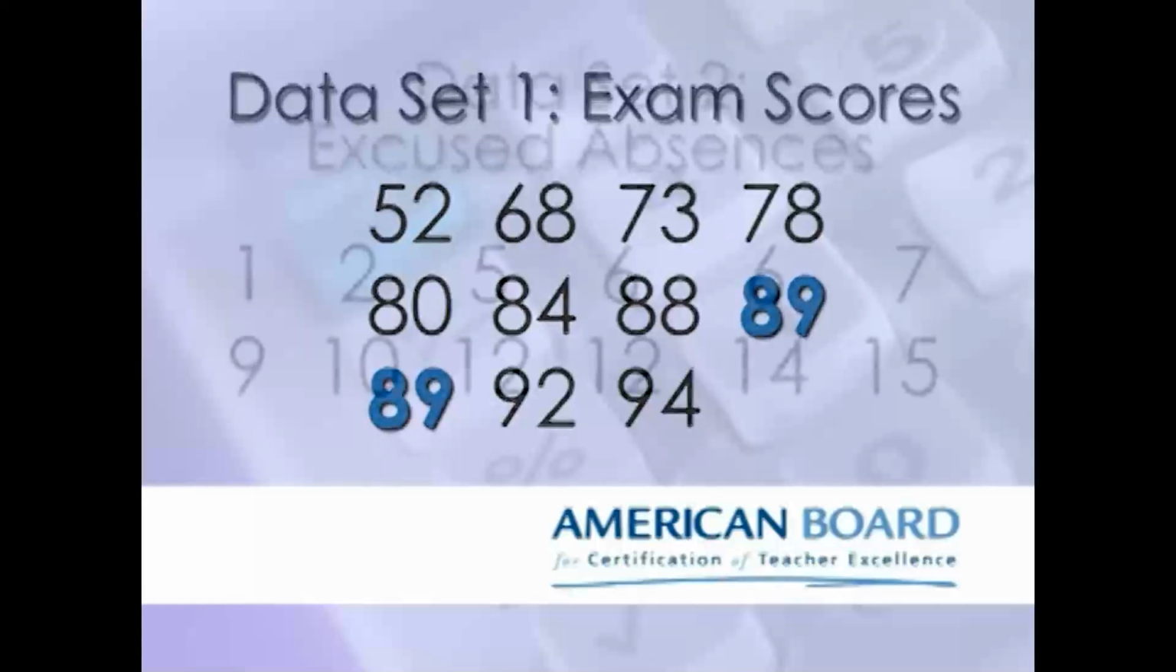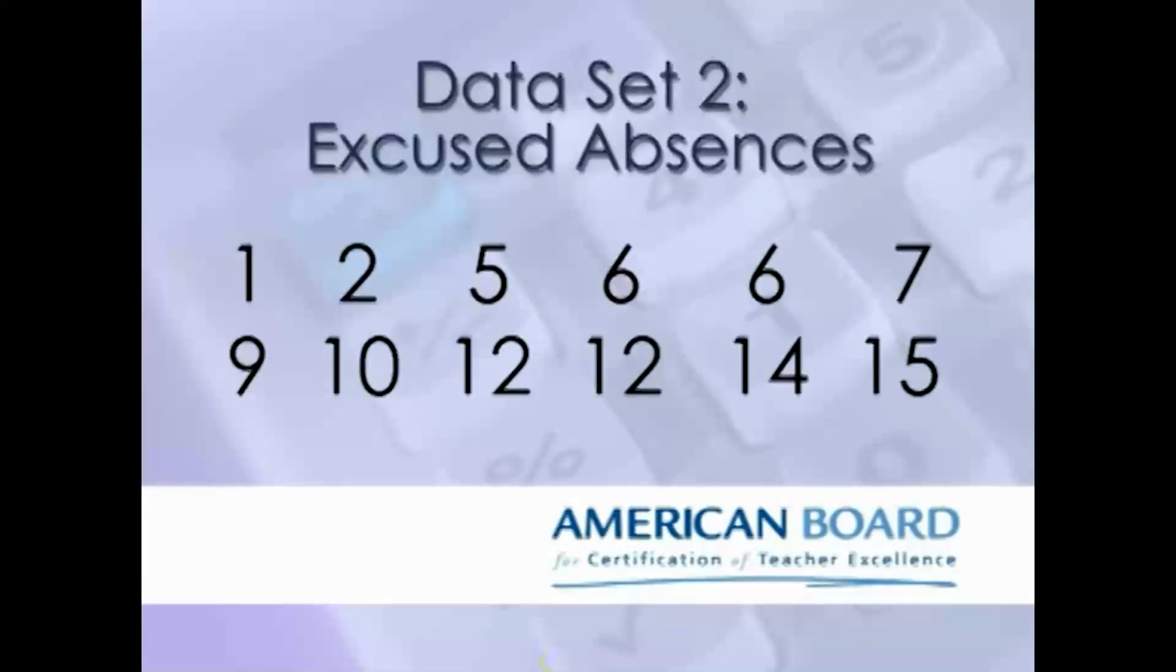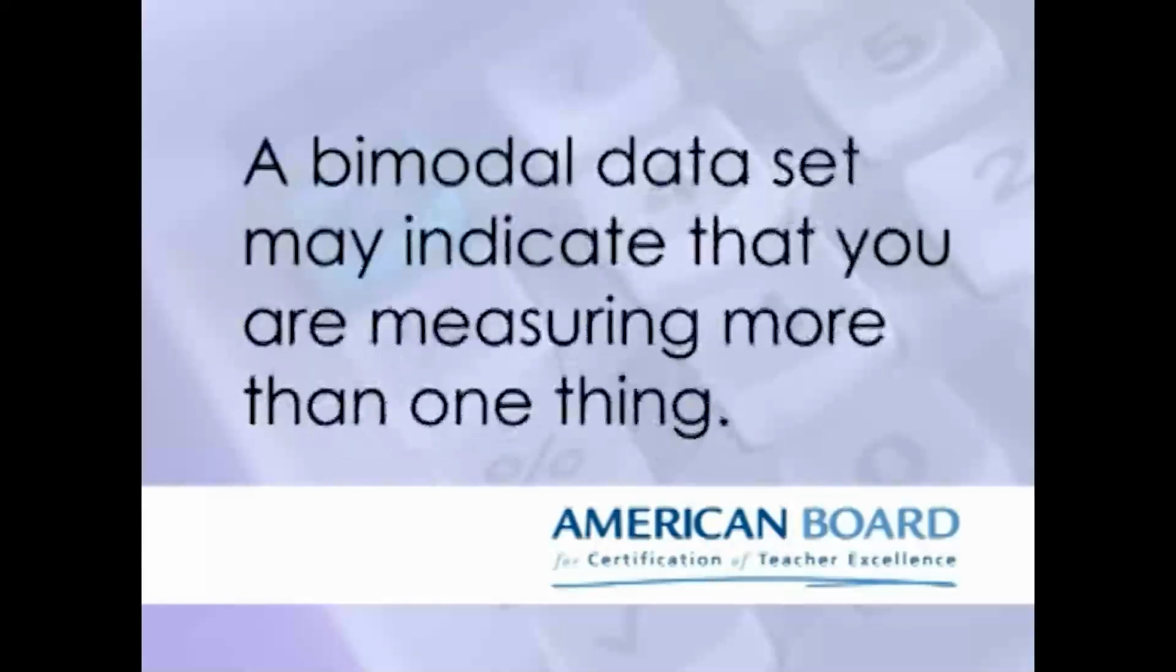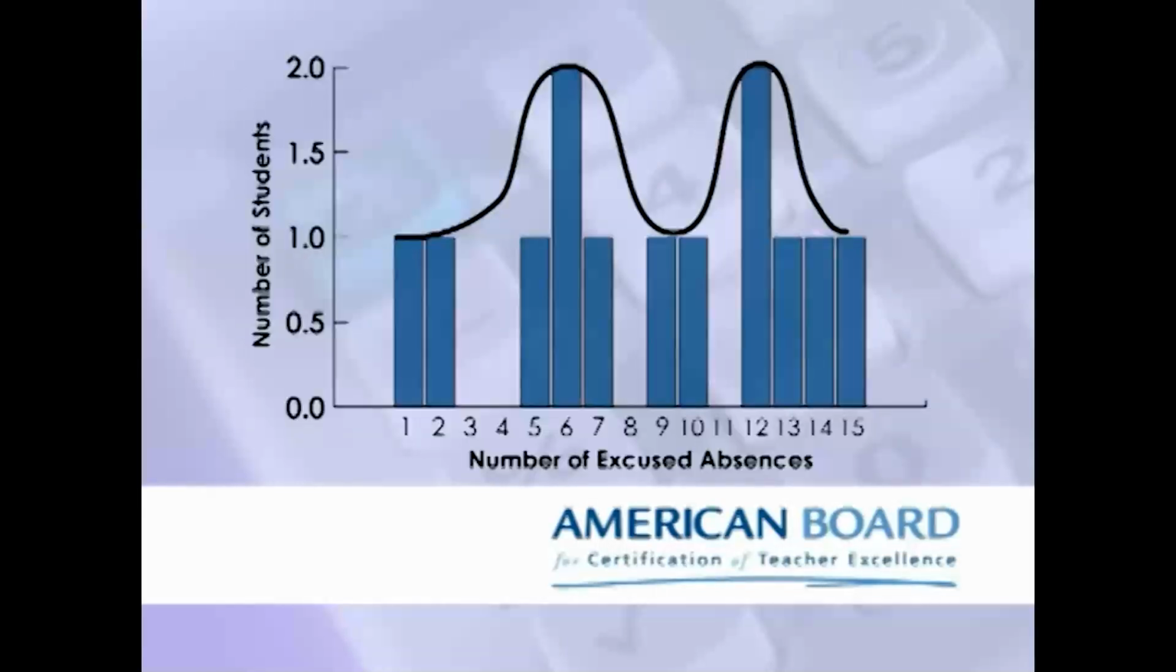Now, the excused absence data set is a different animal altogether. You could describe this data set as bimodal, because there are actually 2 modes. Notice that 2 students had 12 excused absences, and 2 students had 6 excused absences. When you've got a bimodal data set, it could mean that you're measuring 2 different things. It might be helpful to examine a histogram or a bar chart of this data. To be unscientific for a moment, we could say that this graph looks as though it has 2 humps.